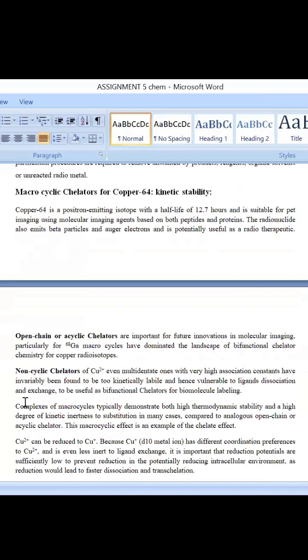Complexes of macrocycles typically demonstrate both high thermodynamic stability and a high degree of kinetic inertness to substitution in many cases, compared to analogous open chain or acyclic chelators. This macrocyclic effect is an example of the chelate effect. Cu2+ can be reduced to Cu+, because the Cu+ d10 metal ion has different coordination preferences to Cu2+ and is even less inert to ligand exchange. It is important that reduction potentials are sufficiently low to prevent reduction in the potentially reducing intracellular environment, as reduction would lead to faster dissociation and transchelation.